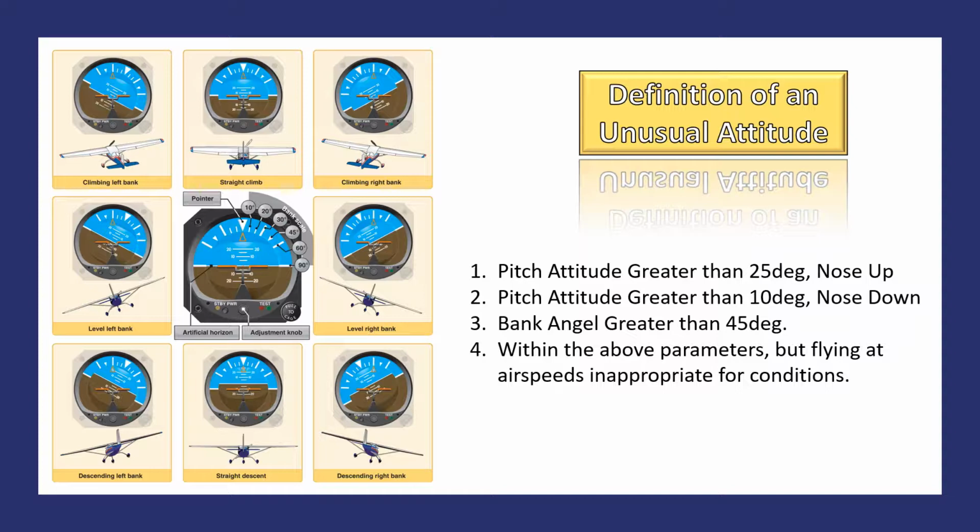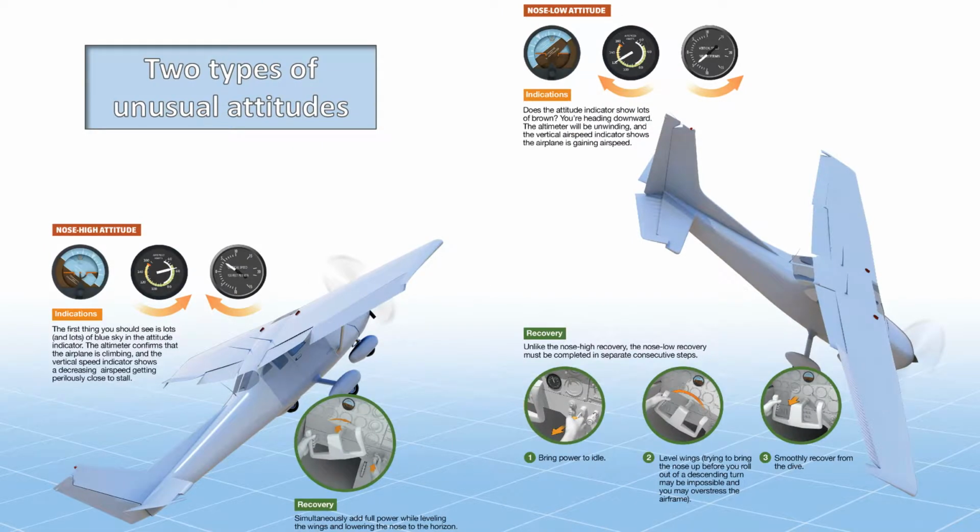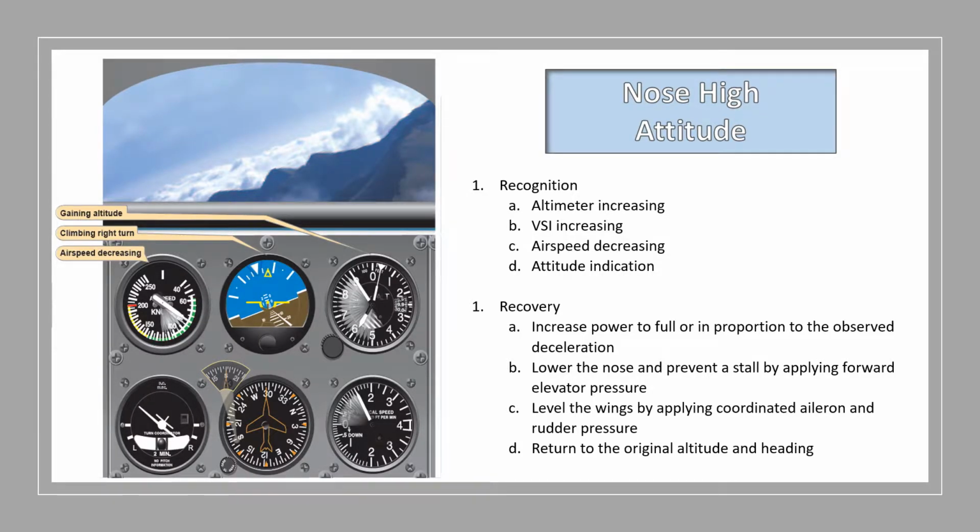So what types of unusual attitudes might we experience? Well, there are two types. One is nose high, the other is nose low. These are the two primary attitudes that we will encounter, especially during flight training. As we went through VFR, we all had our instructors who put us in these unusual attitudes and we had to recover from them. The same is true with instrument rating as well. So how do we do that? First, let's look at the nose high attitude.